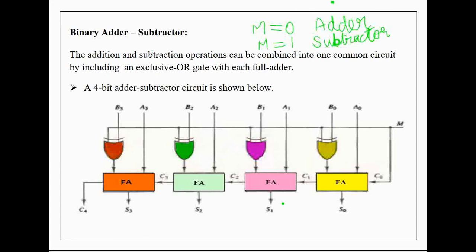When mode control signal M value equal to 0, it becomes an adder and performs addition operation. When mode control signal M equal to 1, the circuit becomes a subtractor and performs subtraction operation.